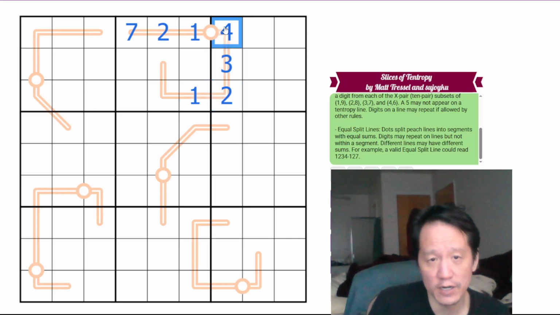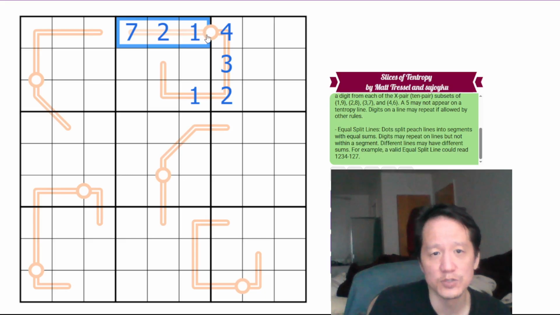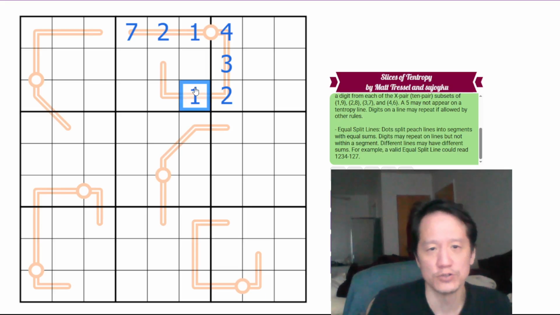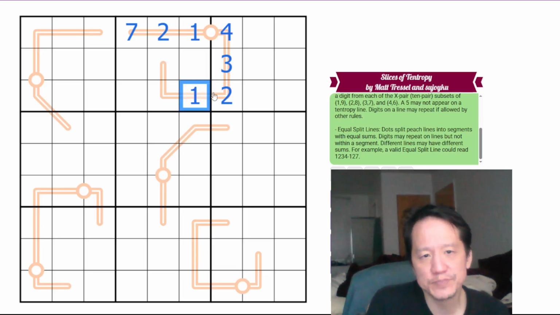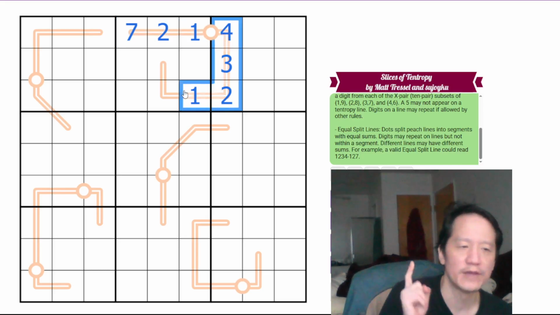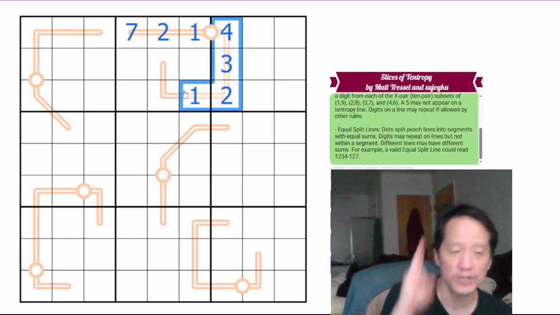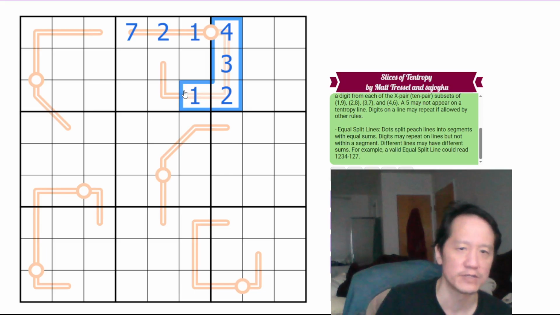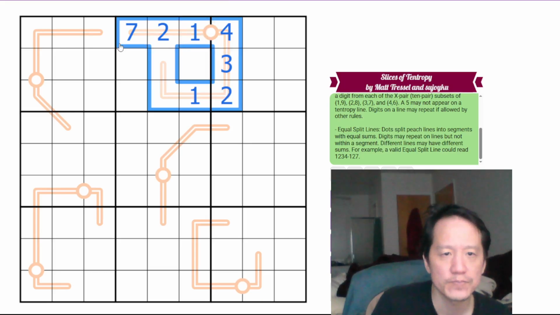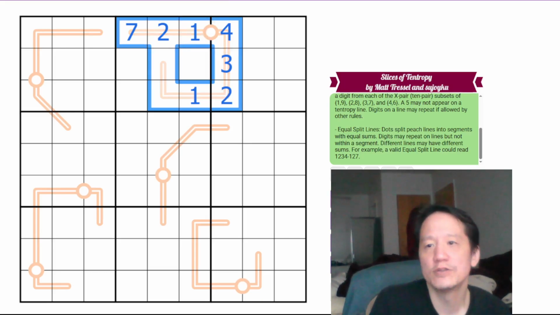Obviously, this would break because of normal Sudoku rules. But that's the theory behind equal split lines, that the dot separates the line into segments that sum to equal value, and you cannot have repeats within any singular segment. But you can have repeats along the line. Anyways, those are all the rules.